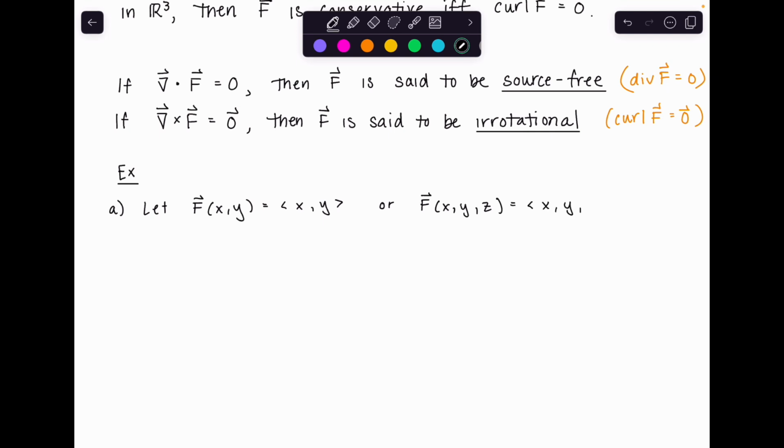So in this case, our vector field would be this. Since we have no z component, so putting 0, we can take the cross product.